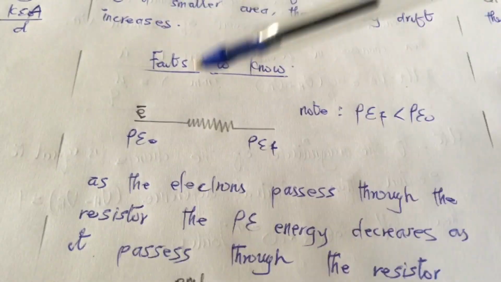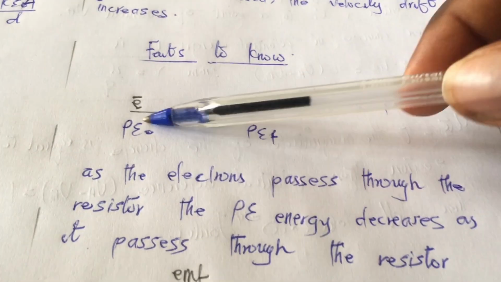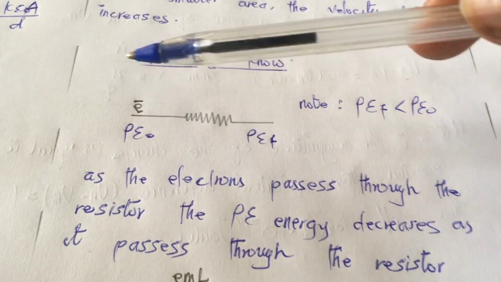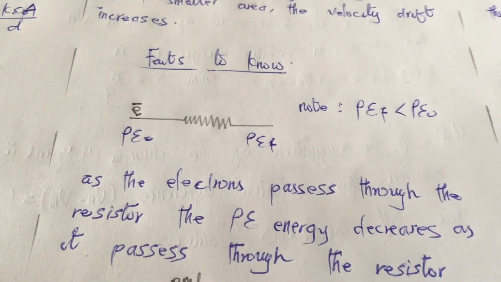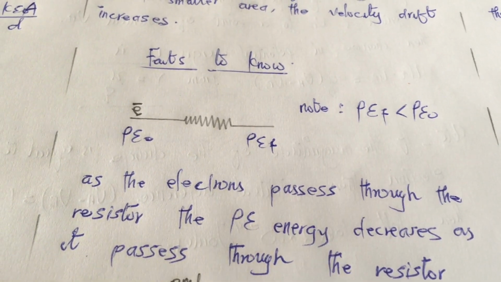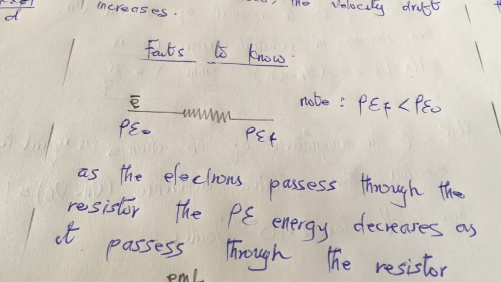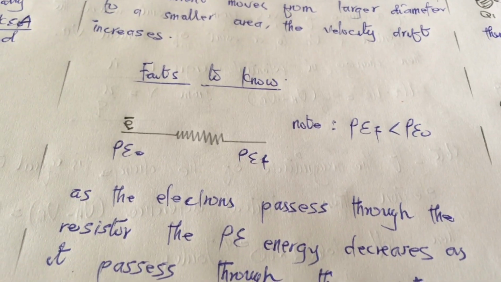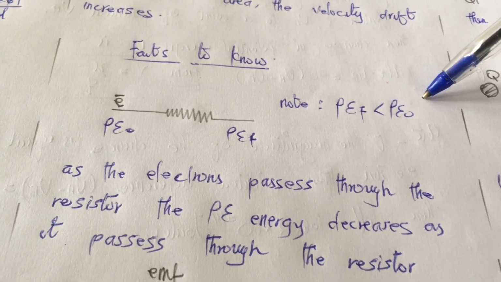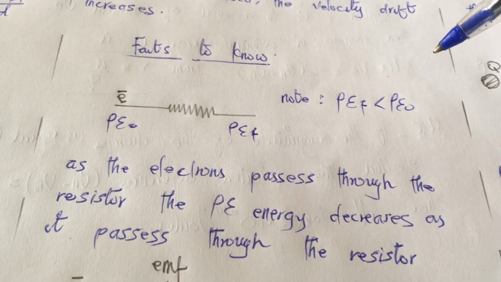For that matter, when you have something like this, you should always keep in mind that the potential energy of an electron as it enters the resistor is going to decrease after it moves out of the resistor. So here our P final will be smaller than our P naught. Okay, so that's the main idea about it.